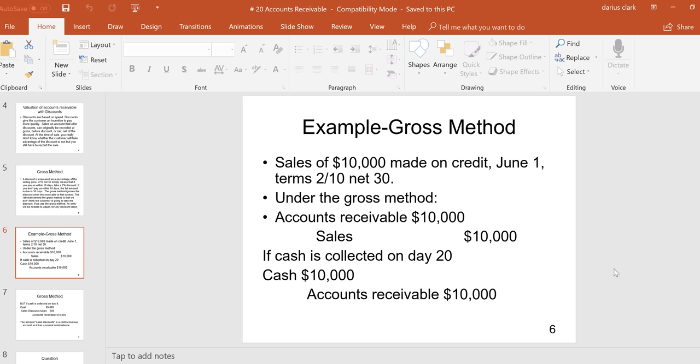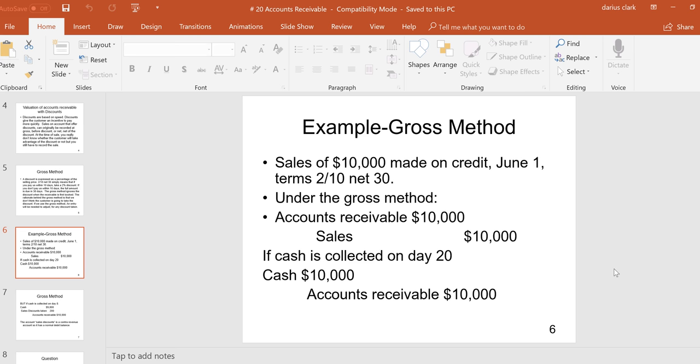Now, there's a lot of ifs to follow. Because if cash is collected from the customer on day 20, well, that's pretty much what we expected. They didn't pay us within the 10 days. We recorded it gross, $10,000, and that's what we're going to get. We're going to get $10,000 because they paid us on day 20. So then debit cash, credit accounts receivable, and we were on to it all along. They were not going to take advantage of the discount.